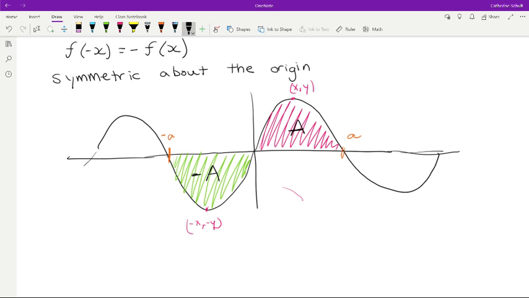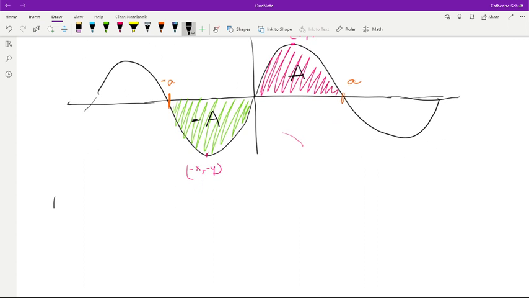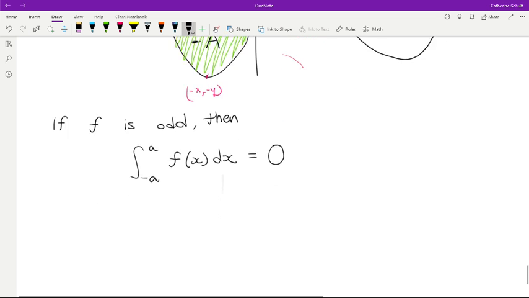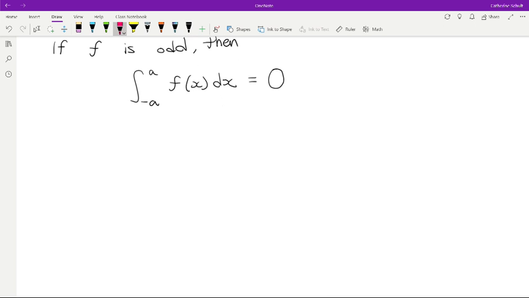So what happens from the integral from negative a to a of these odd symmetric functions? Well, it's the net area. So what's negative a plus a? What's it, like negative 5 plus 5? 0. So if f is odd, then taking the integral from negative a to a of a function is just 0. Isn't that nice?